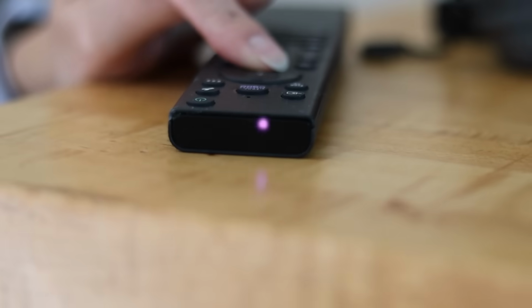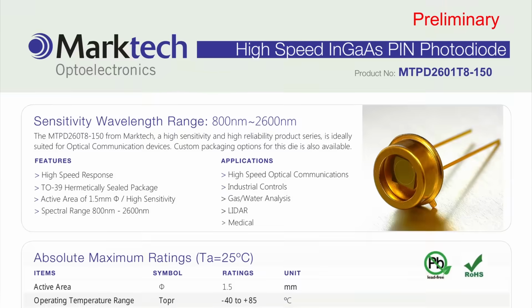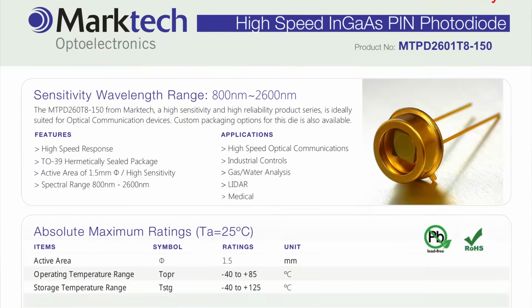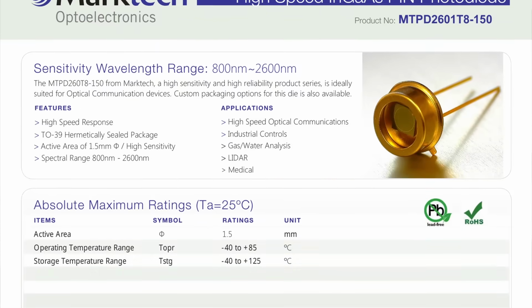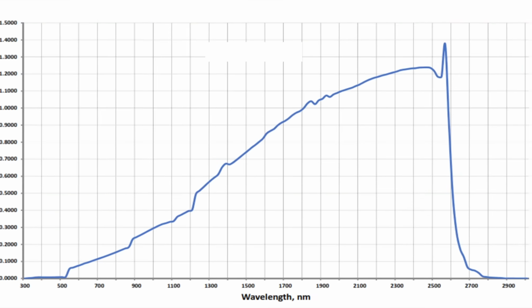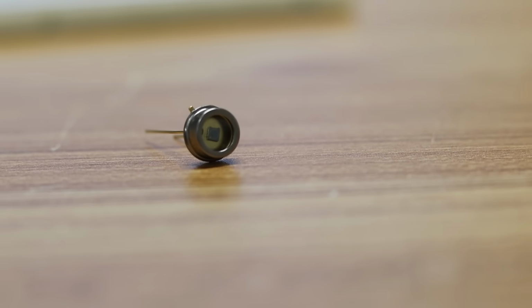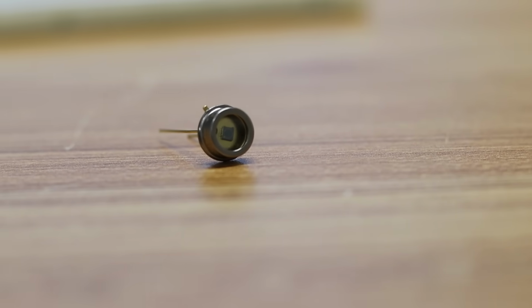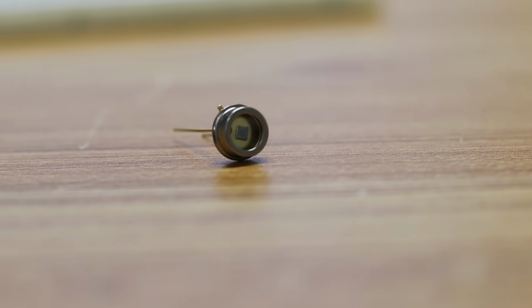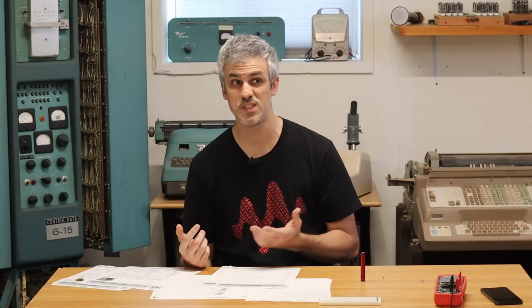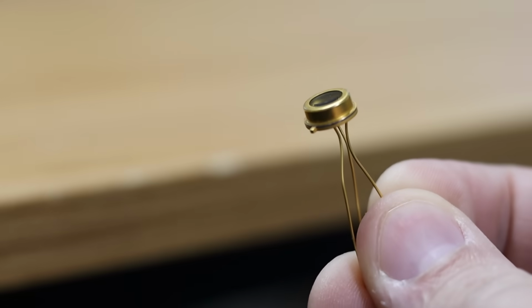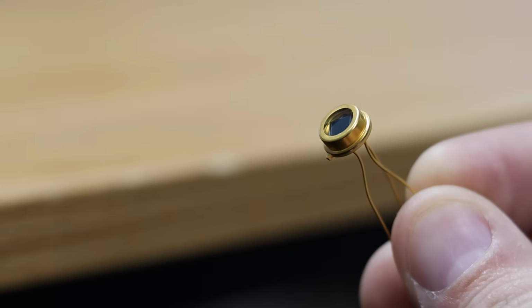Now, if you're lucky, all of this information can be found in the datasheet. This particular datasheet is for a Marktech NTPD2601, and you can see that there is a graph talking about relative responsivity and what wavelength that happens at. This particular photodiode is often meant for scientific use, and so the datasheet has to be quite in-depth. But there's a lot of times that you'll find a photodiode datasheet that just doesn't have a whole lot of information in it. Or worse, you'll find a photodiode and you don't know what the part number for it is.